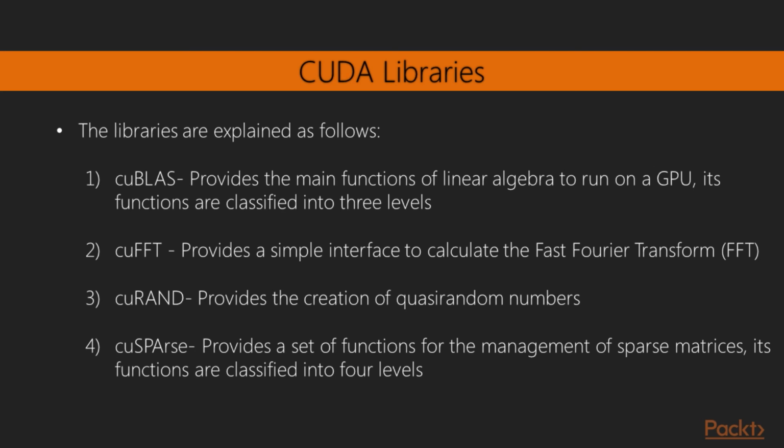4. cuSPARSE. This provides a set of functions for the management of sparse matrices. Unlike the previous case, its functions are classified into 4 levels. Level 1. These are operations between a vector that is stored in a sparse format and a vector that is stored in a dense format. Level 2.